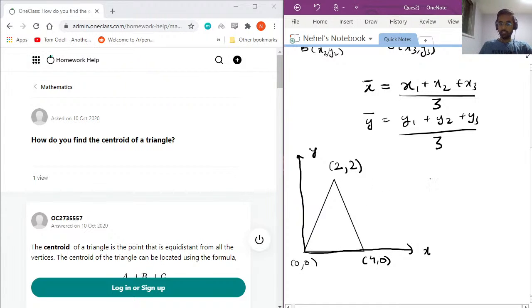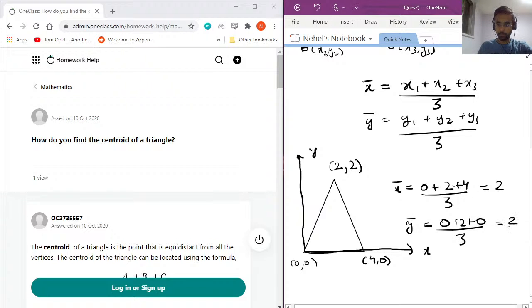So based on this, if we were to calculate the centroid, the x coordinate of the centroid would be equal to x1, which is 0, plus x2, which is 2, plus 4, divided by 3. So that gives us 6 divided by 3, which is 2. And then the y coordinate would be equal to 0 plus 2 plus 0 divided by 3, which is equal to 2 over 3, or 0.66.